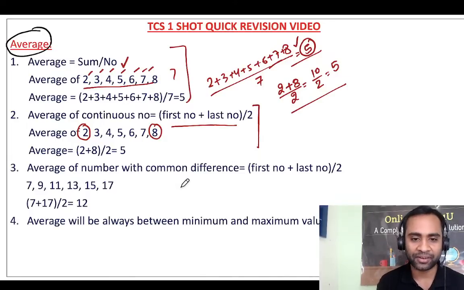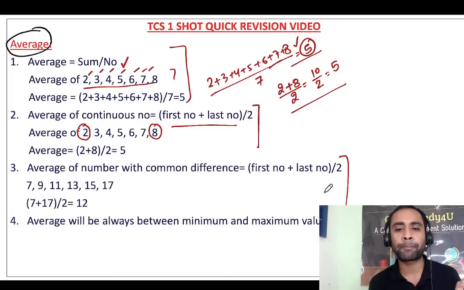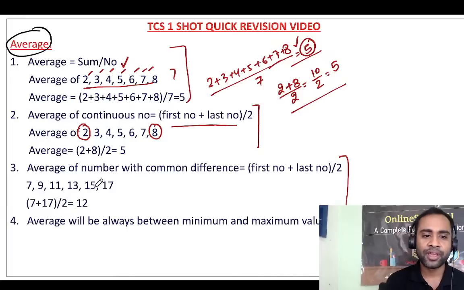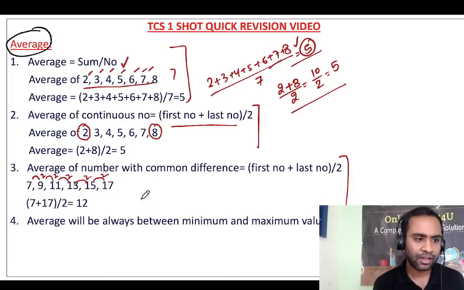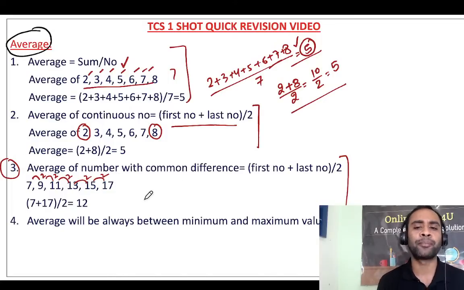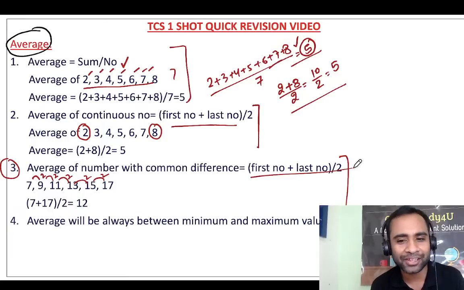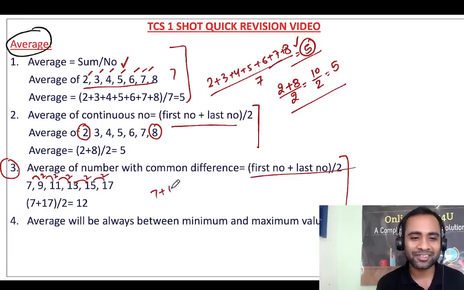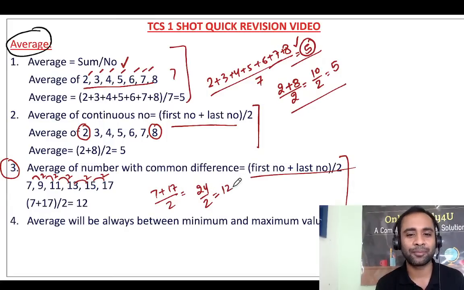Now, the average of numbers with a common difference will be equal to first number plus last number divided by 2. Sir, I have numbers where the gap is the same: 7 to 9, this is 2, this is 2, this is 2. So, sir, we have numbers where the gap is the same, then what will be the average, sir? Average will be first number plus last number divided by 2, so it will be 24 by 2, that is nothing but 12.